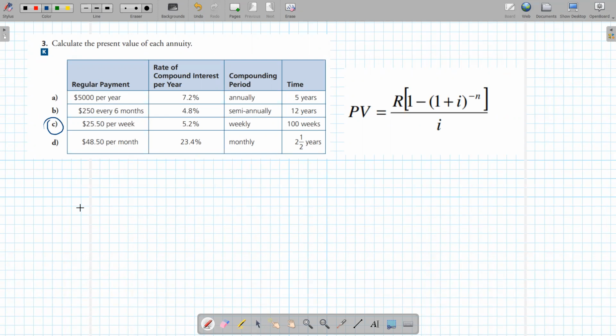What are they asking us for here? They want the present value. Right, they want the present value. What's R? For part C, what's the R? $25.50 per week. Yeah. What is N? Actually, let's do I first. What's I and then what's N?